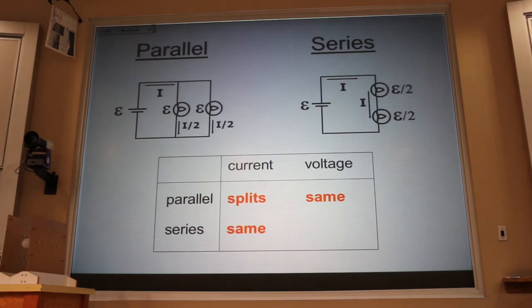It goes through one and goes through the other. It's the voltage that we divide. We take the 12 volts and we share it, like a pie, amongst the elements in series. If they're the same resistance, they split it 50-50. If one's harder to get through, it gets a bigger share of the volts.